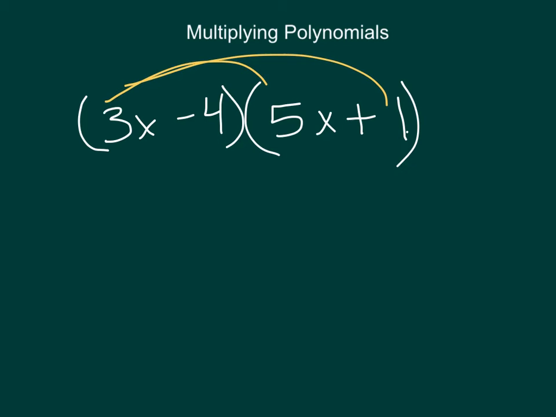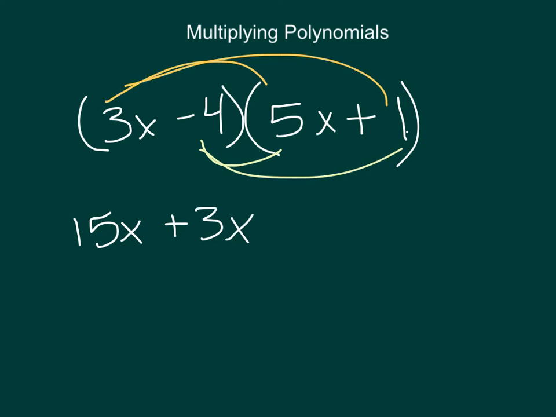Same method, distribute on the top, distribute on the bottom. So we've got each term going to each one. So there's 4 terms. That means there's 4 distribution lines. We'll start with 3x times 5, 15x, 3x times positive 1, 3x, negative 4 times 5x, negative 20x, and negative 4 times positive 1, negative 4.